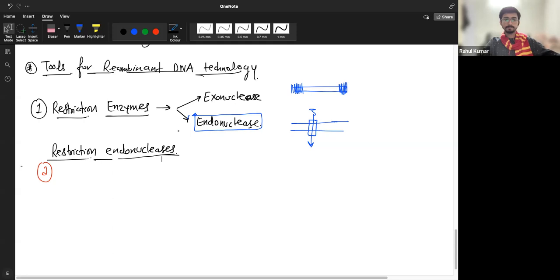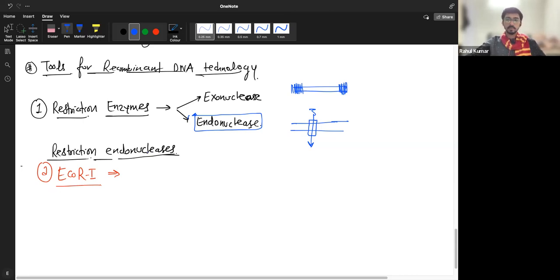So the restriction endonucleases. Let's talk about EcoRI. This is the first one, very famous, very commonly used, and also in your syllabus. The second one we'll take is HindII. There is a logic behind their names actually. The name EcoRI is not just a random name.